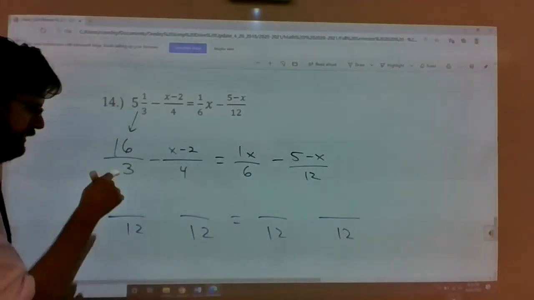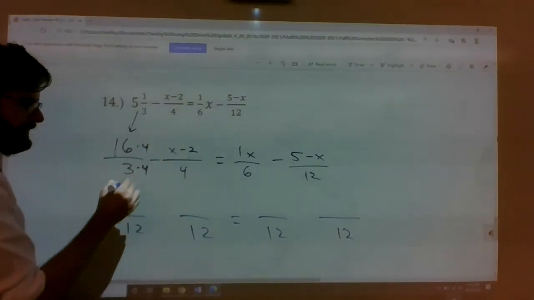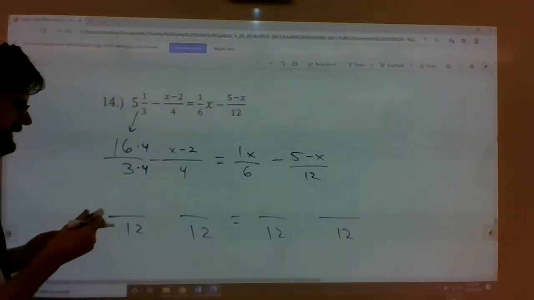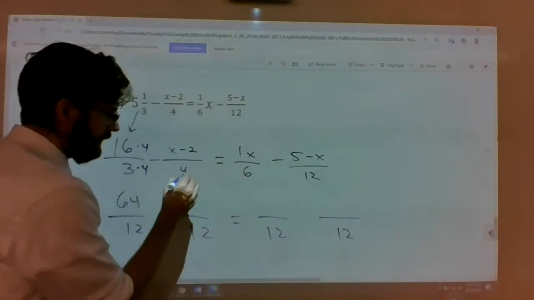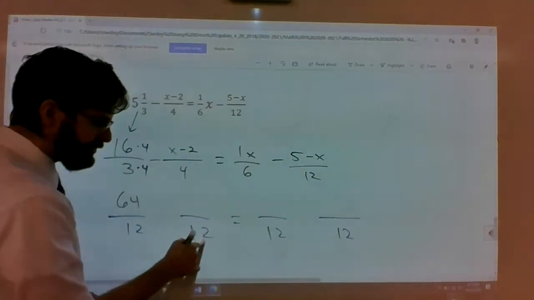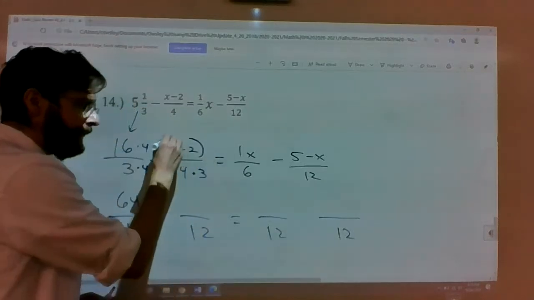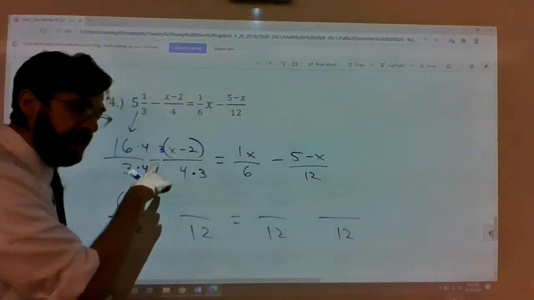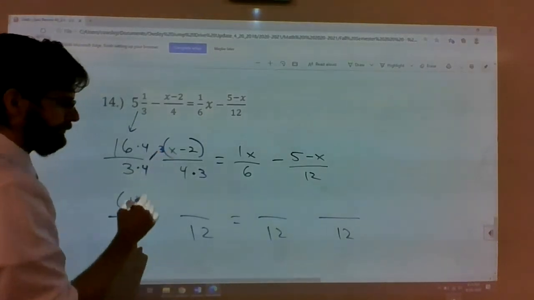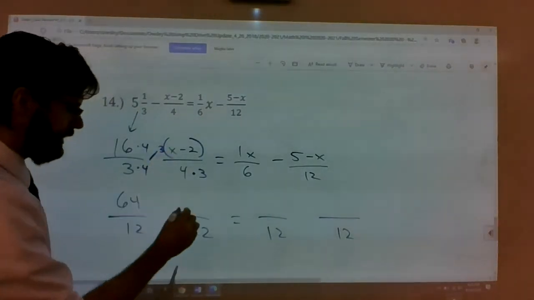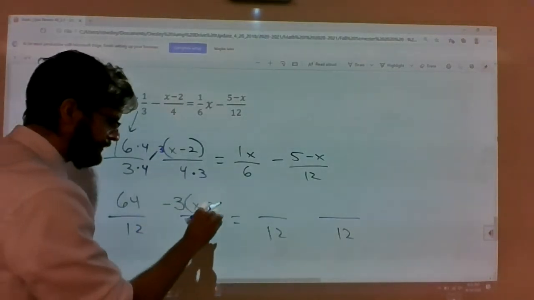So 3 times 4 gives me 12, so I multiply the top times 4. 16 times 4 ends up being 64. Okay? This is the tough part. 4 times 3 gives me 12. When I multiply the top by 3, it is going to adopt this negative that's in between the fractions. It's adopting the negative right here. So that's a negative 3 times x minus 2.